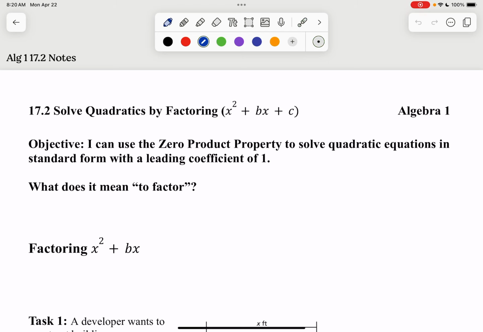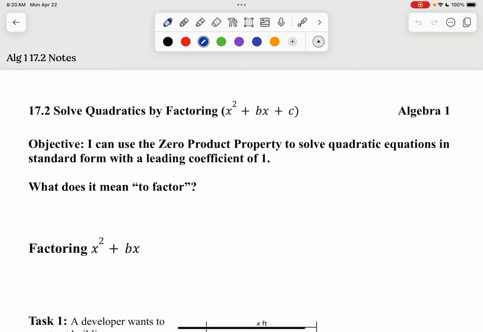Graphing does work sometimes when the solutions are nice whole numbers and you have access to a graphing tool. But we'll need other methods as we get into more complicated polynomials, and those solutions tend to be what I call not nice numbers like 5 and 10. They end up being like 1/3 or the square root of 3. Not nice numbers. So first we have to know, what does it mean to factor?